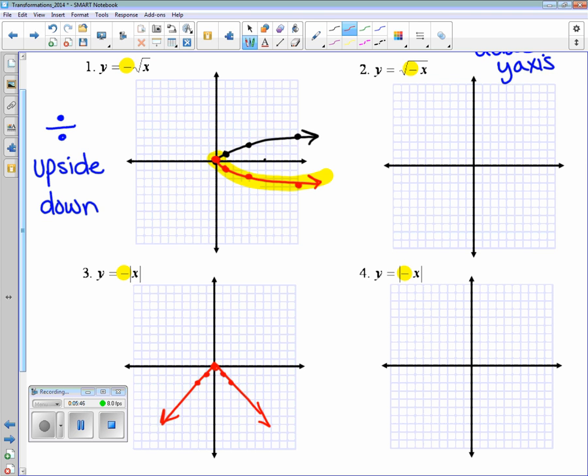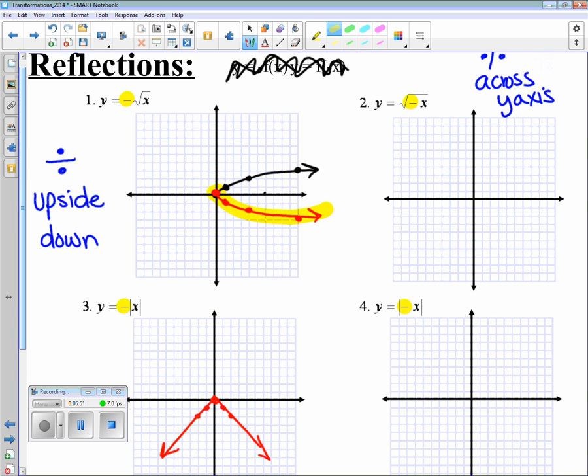Now, what do I mean over here with the negative on the inside? It says across the y-axis. I go the other way. Let me start with my parent over here, and again, we'll start with our parent at the beginning. That's my parent. But if I want to get my final graph, what's it going to look like? What direction is it going to be flipped if the negative is underneath? It's now going to go this way, to the left. So again, same points, just going in the other direction.